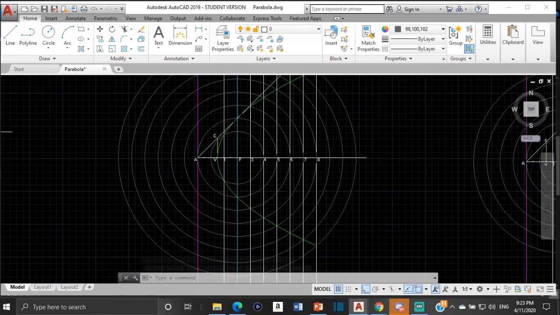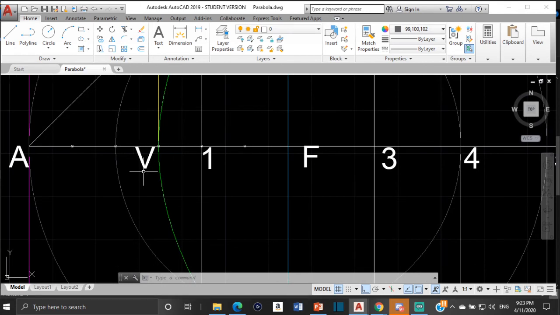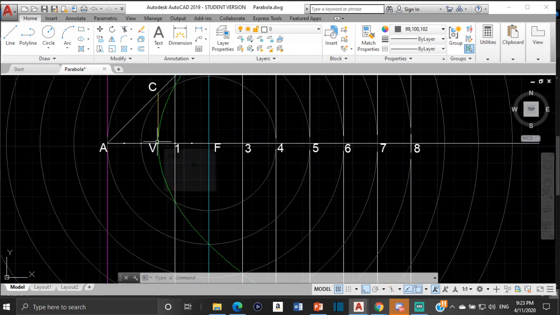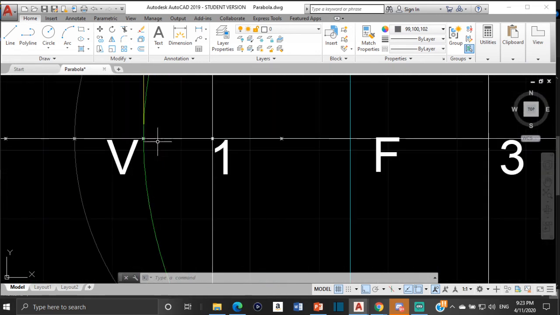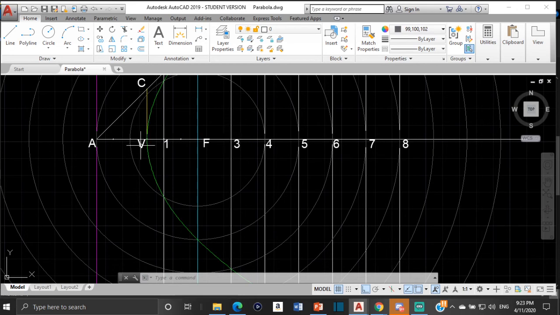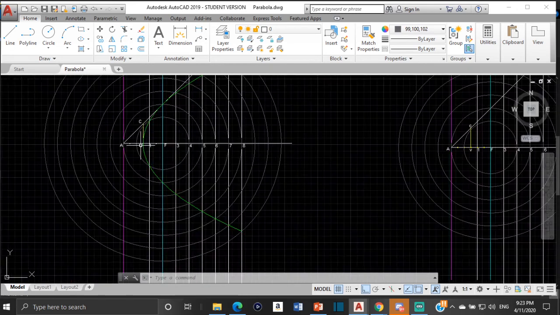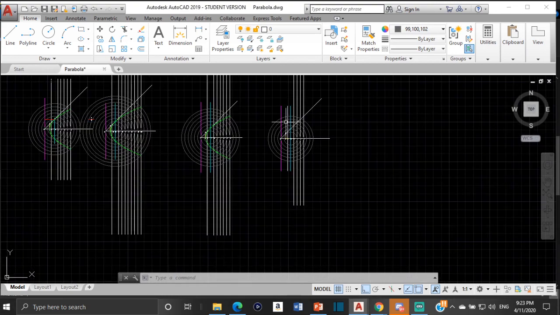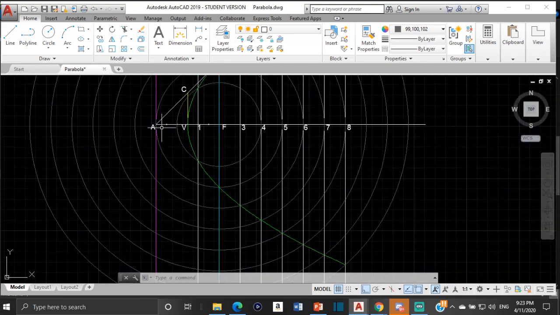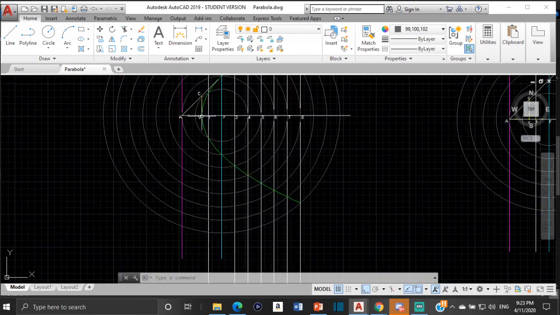Now point V, as you can see over here, stands for vertex. V means vertex, which is like the tip of the ellipse, not the ellipse, sorry, the tip of the parabola, basically. All right, so I have all the points for a parabola. Good. So V is like the tip of the parabola.